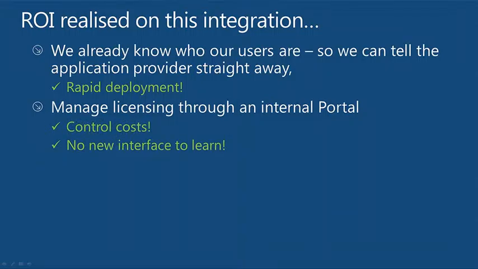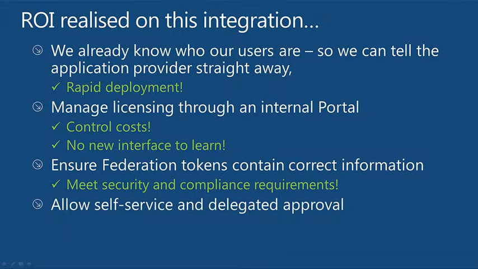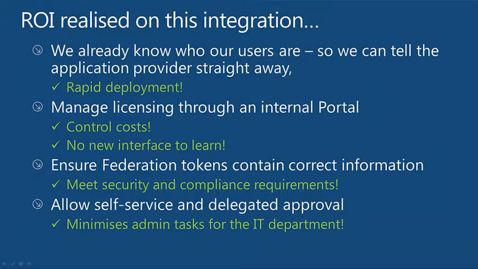No one has to learn a new interface. We can control the costs using an internal system. We can ensure Federation tokens contain correct information. Now, this is something that I think, again, is growing, this idea of using Active Directory as an identity store for all sorts of information that has got nothing to do with running servers and logging in from workstations. How do we ensure that data is correct? Because we now have security and compliance requirements that may well be watching this. And finally, we can allow self-service. We can delegate the approval task to someone else, and so it minimises tasks for the IT department.